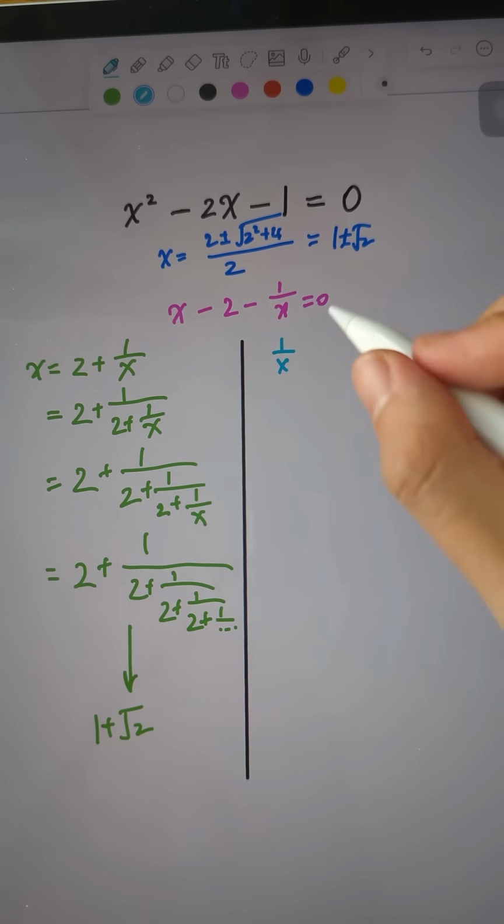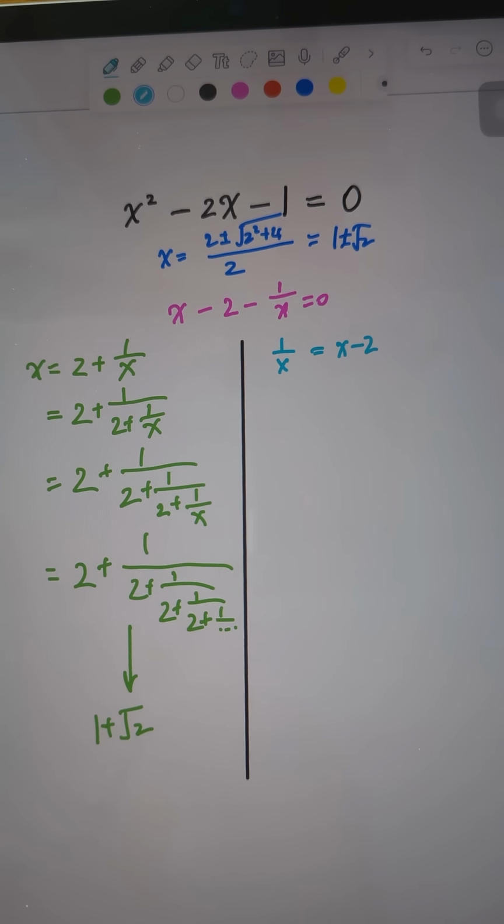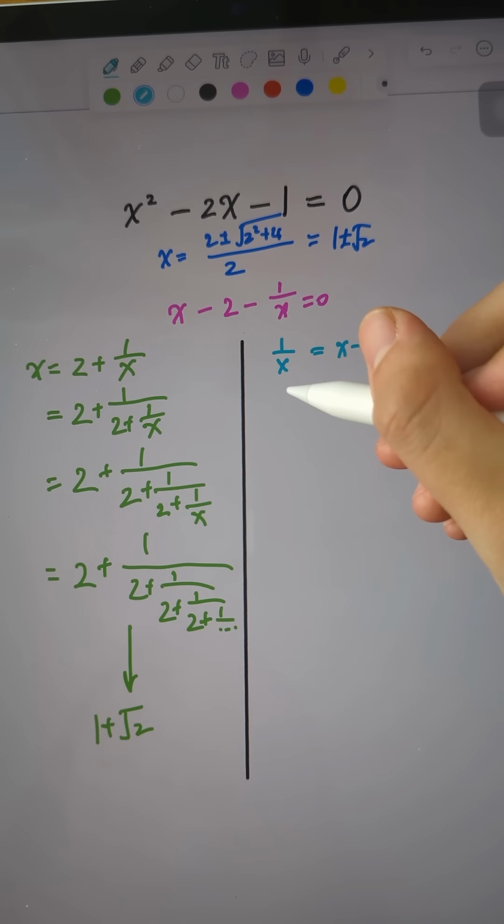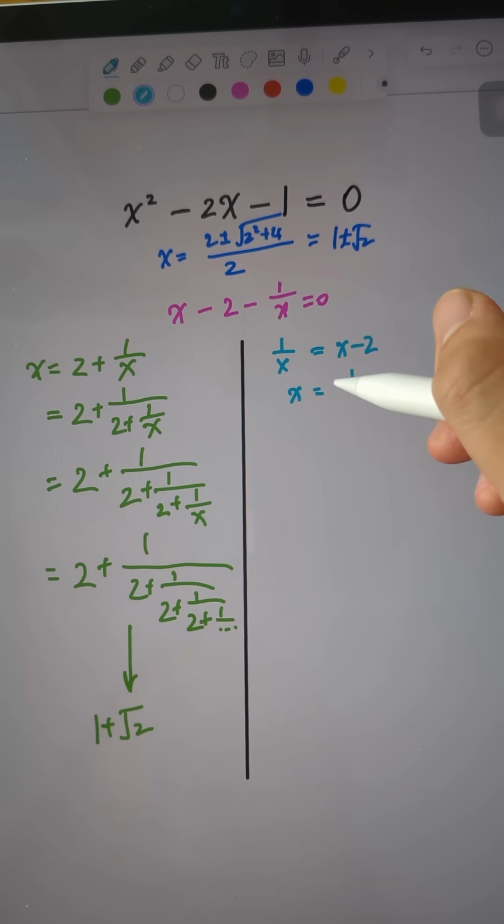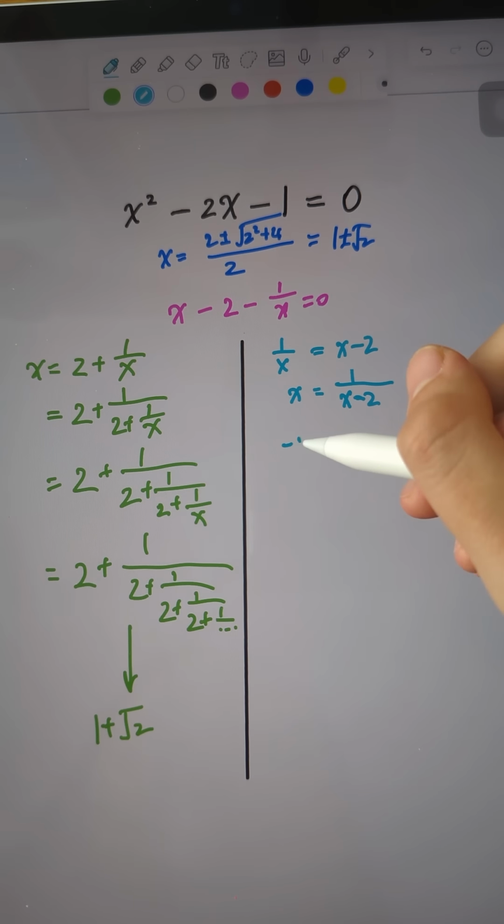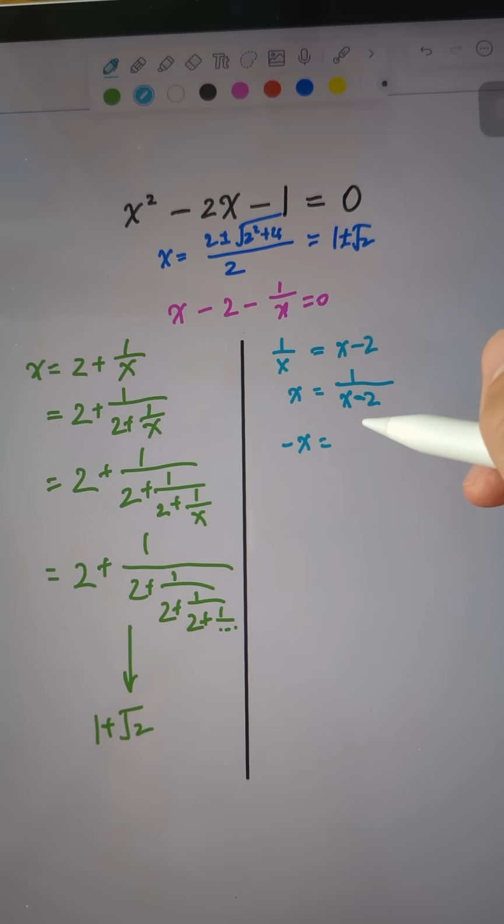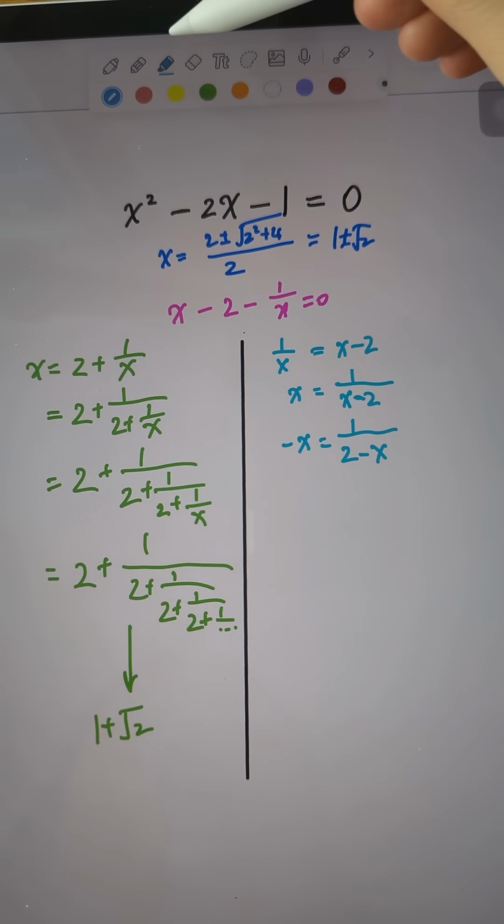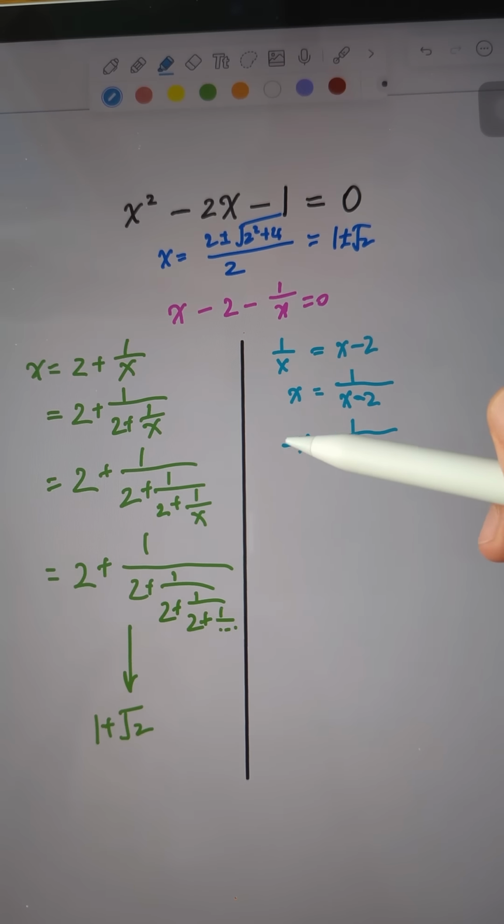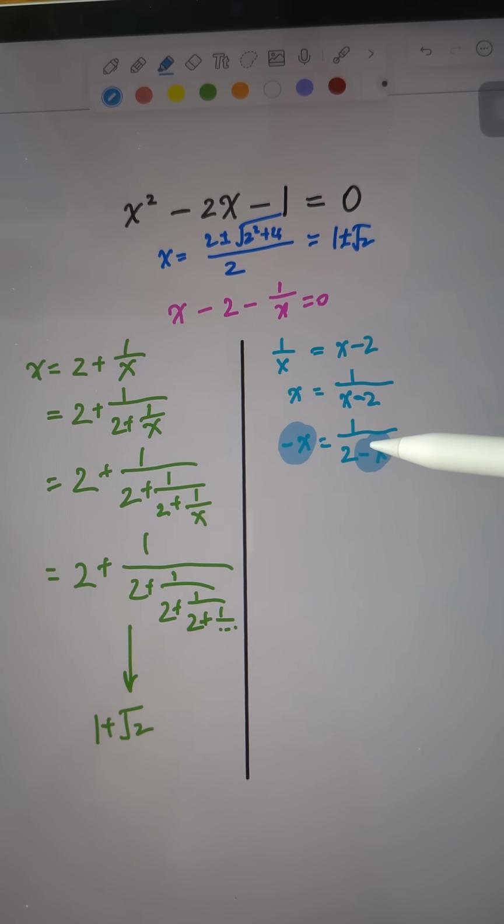So let me write 1 over x on one side and x minus 2 on the other side, and then flip it, like do the reciprocal of both sides. So x will be 1 over x minus 2. Okay, if I add negative sign on both sides, it will be negative x equals 1 over 2 minus x. And if you look closer, you realize, okay, negative x appears on the left and negative x appears on the right in the denominator. So here's the recurrent formula for negative x.